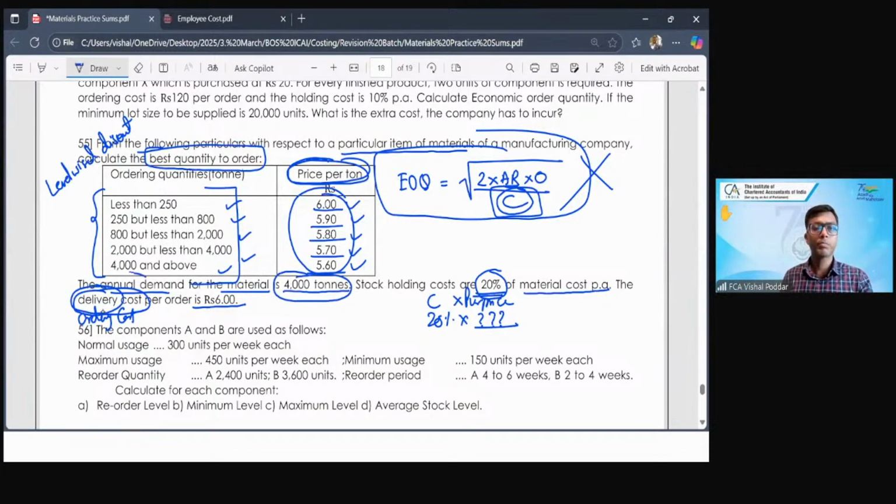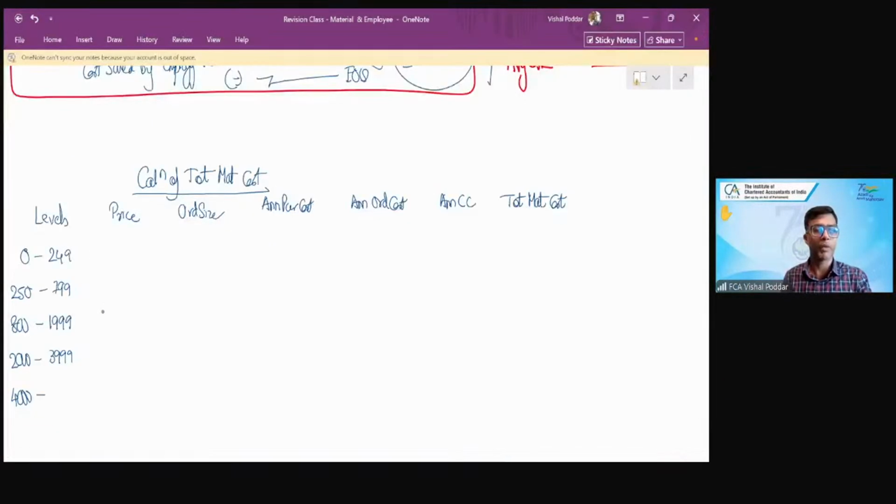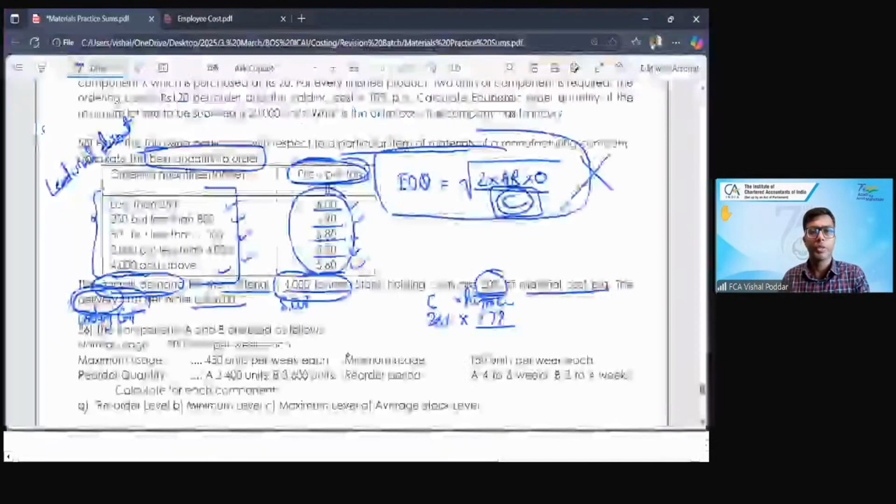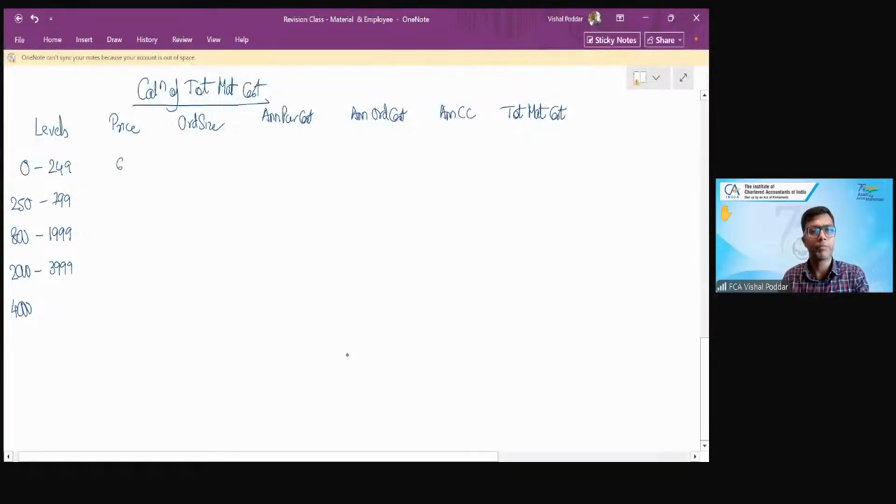What is this? This is your annual demand. Now, luckily, it is 4000 only, so I will write 4000. Had this been, let us say, 5000, annual demand would have been 5000, and I would have written here 4000 to 5000. Why? Because I will not purchase anything beyond 5000 because my annual demand is only that much. But here they have said 4000 and above, and my annual demand is also that, so I will write 4000 only. Now, 6, 5.9, 5.8, 5.7, 5.6.